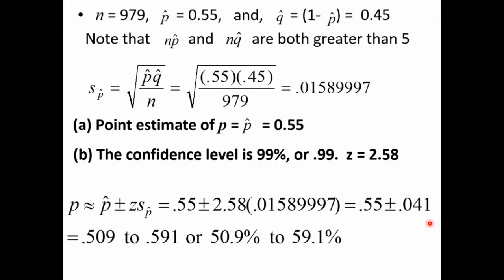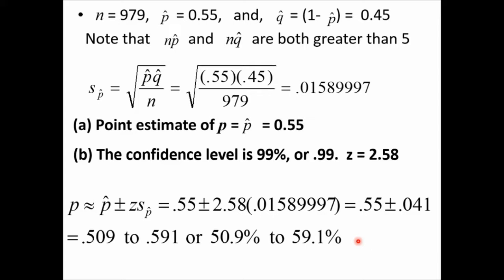Which means if we subtract this 0.041 from 0.55, that will give us the lower value, 50.9%, or 0.509. And if we add this margin of error 0.041 to 0.55, that will give us 0.591, or 59.1%. And what does that mean? It means we are 99% confident that there is a ratio or a percent from 50.9% to 59.1% of Americans that will say that owning a home is part of the American dream.